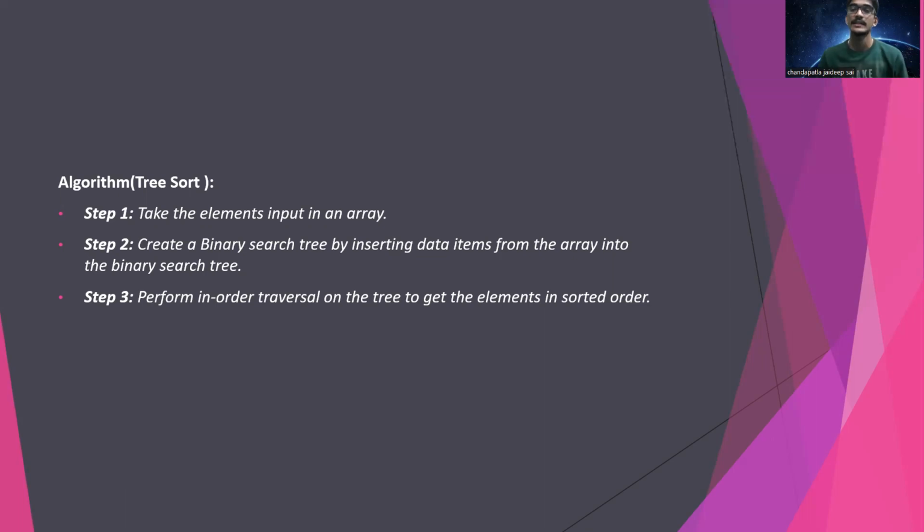After taking all the elements in the form of an array, we create a binary search tree and insert all the elements into it. At last, we perform in-order traversal to get all the elements in sorted order, because in in-order traversal we visit the left child, then the root node, and then the right child. In in-order traversal, all the elements come out in ascending order. So as a result, all the elements are traversed in sorted form.